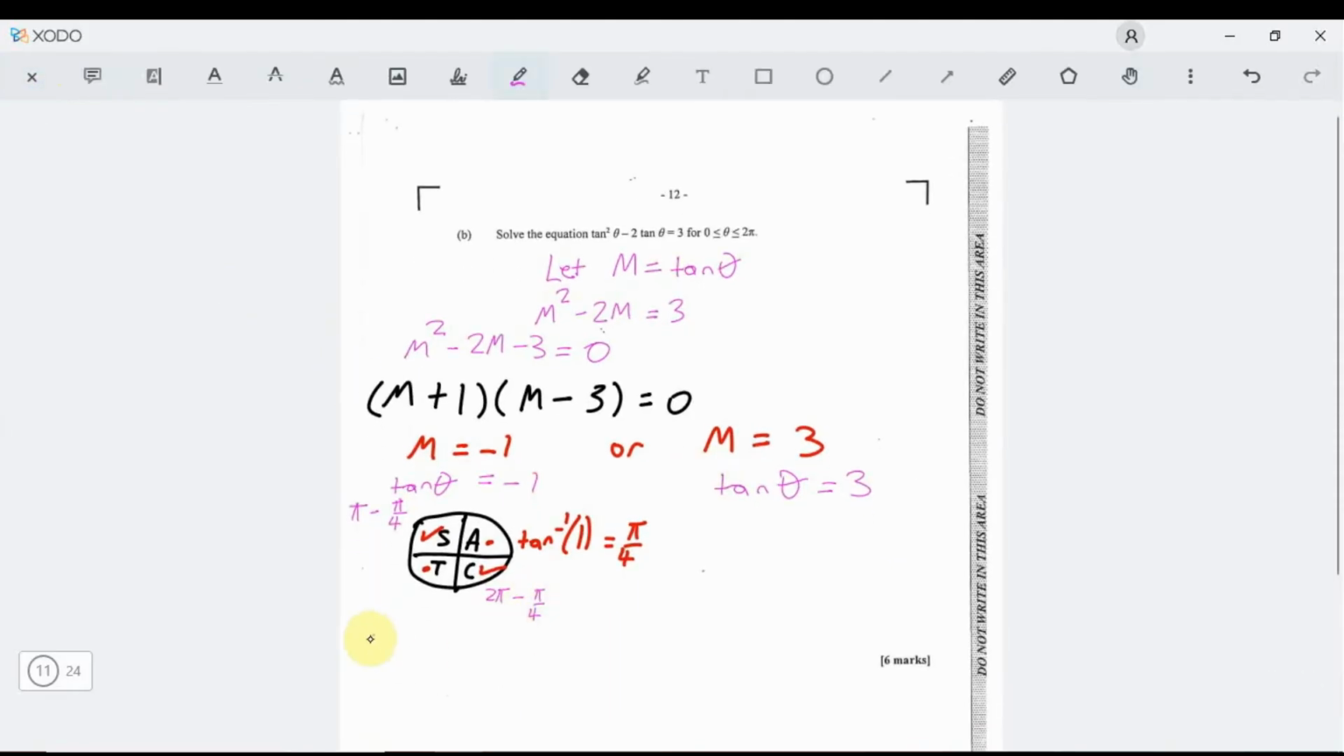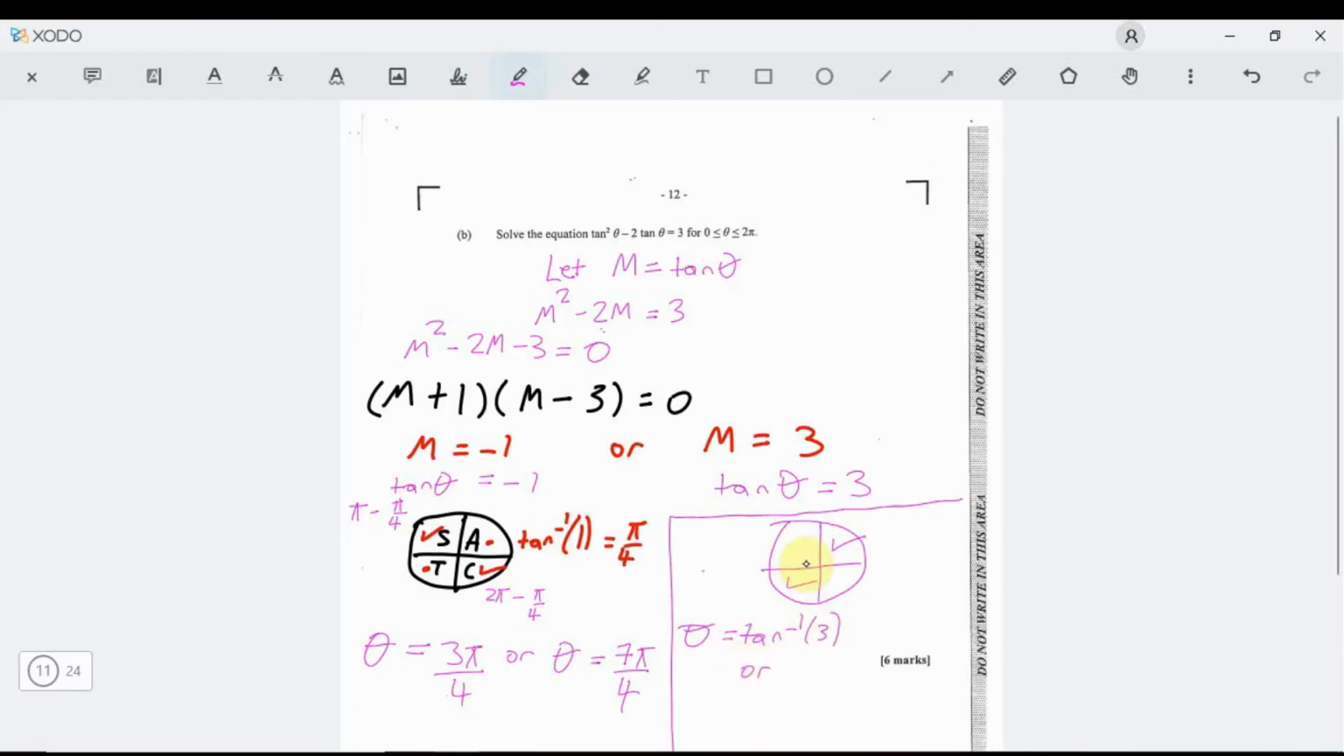So in that case, we're getting theta equal pi minus pi by 4, which is 3 pi by 4, or theta equal, from this side, 7 pi over 4. That's two answers we're getting. Now, over here, where tan theta is 3, we draw our circle. We need where tan is positive, so we're looking at the first and the third quadrant.